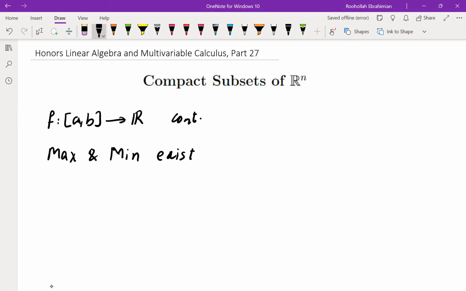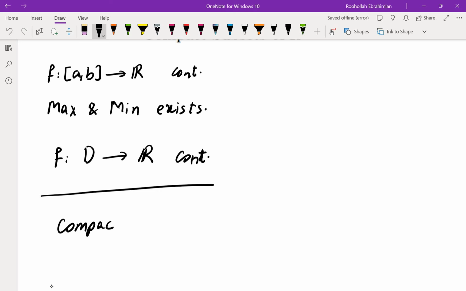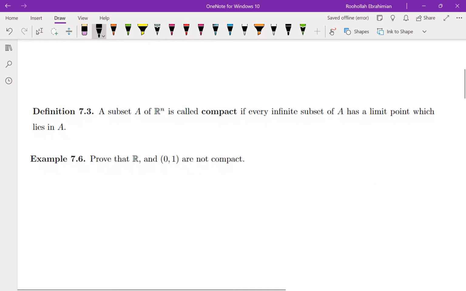Now, we want to see what domains can we replace [a, b] with in order to guarantee that a maximum and a minimum exist if the function is continuous. And the answer would be what we call compact sets. So first, what are compact sets, and some examples, and then a very important theorem.